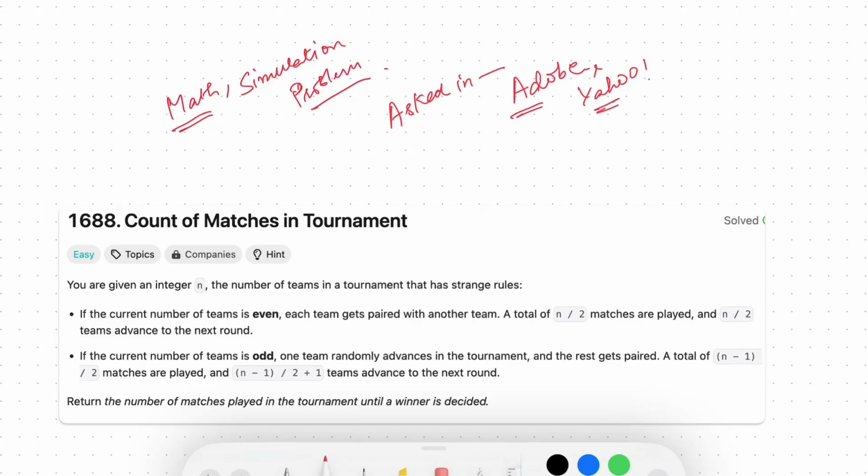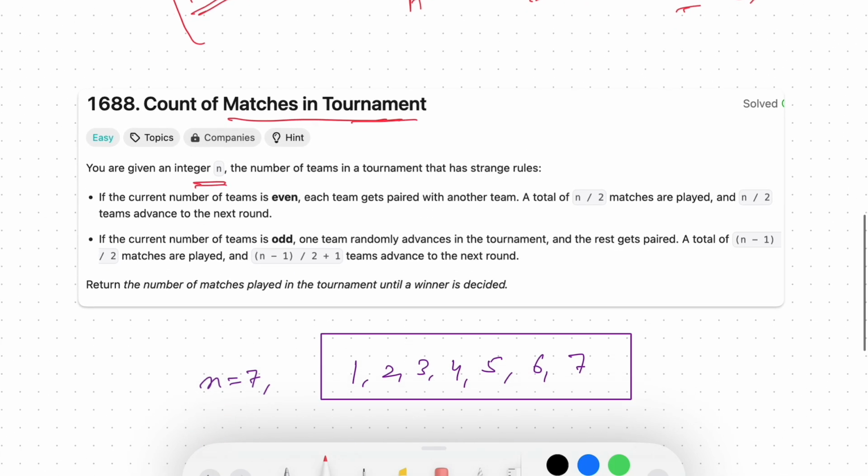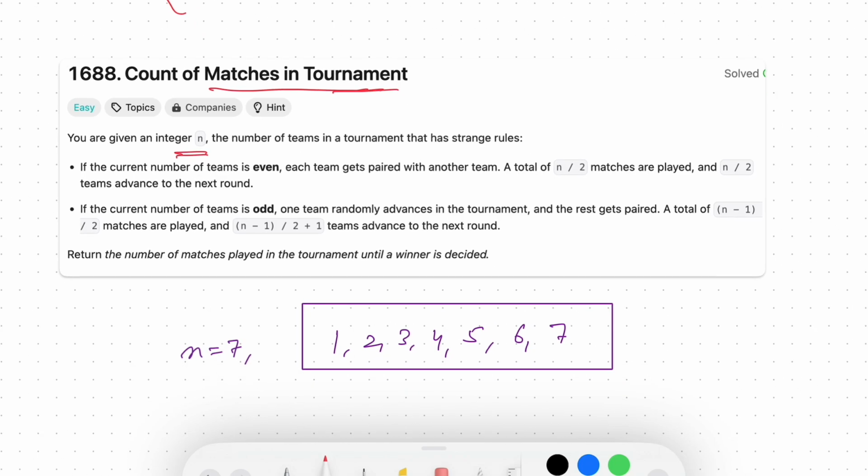Hey everyone, today we are going to solve problem number 1688, Count the Number of Matches in a Tournament. Here we are given an integer n, which is the number of teams participating in the tournament, and we just have to return the number of matches going to happen in that tournament. It's a simple math simulation problem asked in Adobe and Yahoo. Okay, let's try to solve this problem.